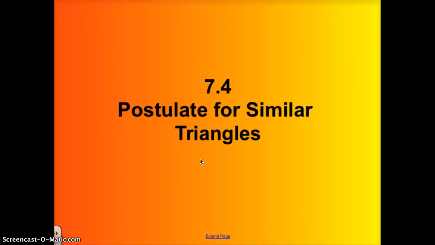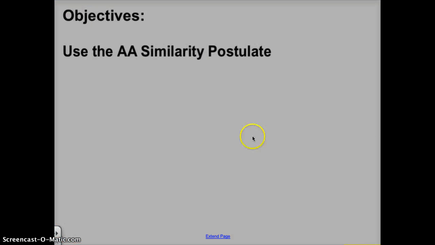All right, 7.4, there is an actual postulate for similar triangles. Just triangles, but it is a postulate, therefore it is true. We're going to use the angle-angle similarity postulate to prove triangles are similar and then prove other things. That's right, so we're getting a little bit back into proofs today.